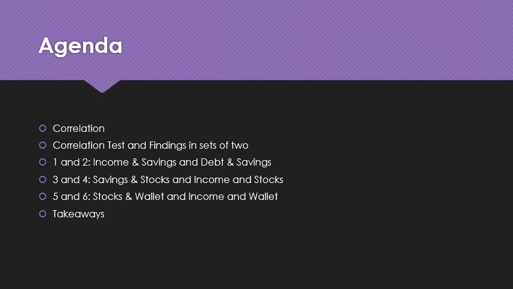Our agenda for today is first to describe a correlation. Then we'll do correlation tests and findings and sets of tools. 1 and 2, income and savings, and debt and savings. 3 and 4, savings and stocks, and income and stocks. 5 and 6, stocks and wallet, and income and wallet. And finally, takeaways.